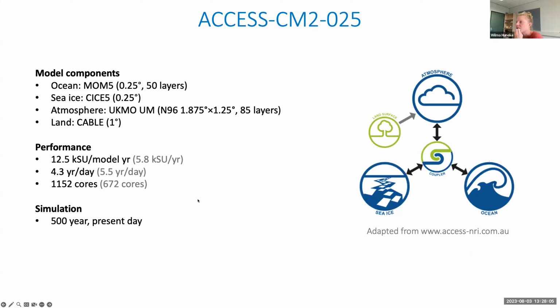Here are just a few key points about the model. I guess you're mostly familiar with that. So the ocean is MOM5 and sea ice is SIS2. These components are taken from COSIMA, so the OM2 version. The atmospheric model is the UM model, coupled to CABLE. And we currently have a 500-year simulation for present day. So the figures I'll be showing are from that simulation.